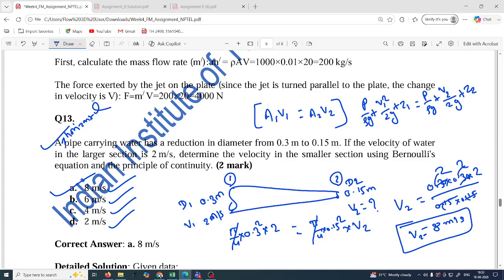So very simple, but the question was a bit confusing. So remember, in that case there is no need to add the horizontal. The question is correct, but a bit confusing when it is written: you need to calculate the velocity at the smaller section using Bernoulli equation and the principle of continuity. Slightly confusing, but anyway, now let us move on to the next question.